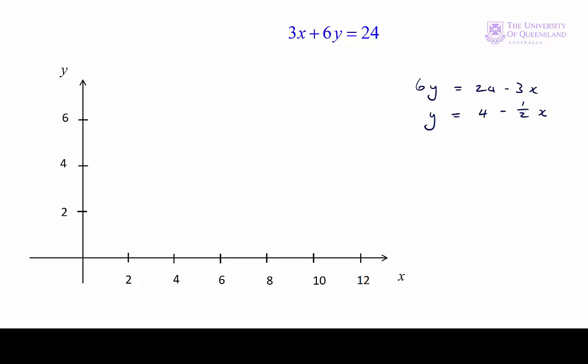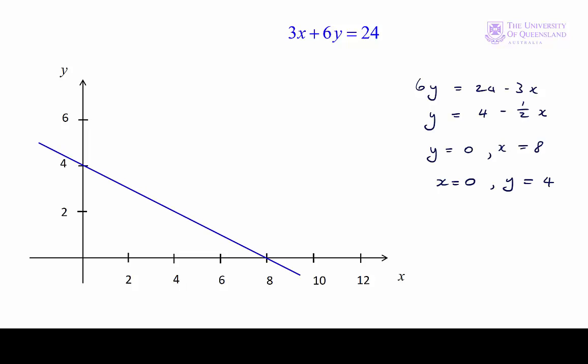To draw the line, we look at the intercepts on the x and y axes. So when we have y equals 0, then 1/2 x is equal to 4, so x is equal to 8. To find the intercept on the y-axis, we let x equal 0, and so we have y equals 4. Given those 2 points, we can draw our line.